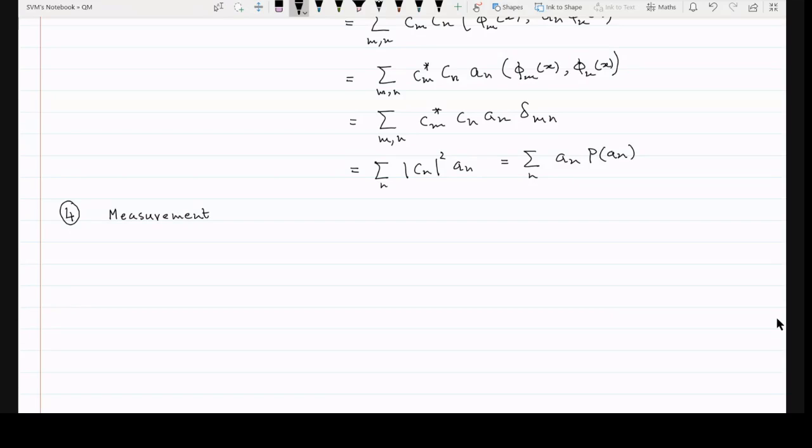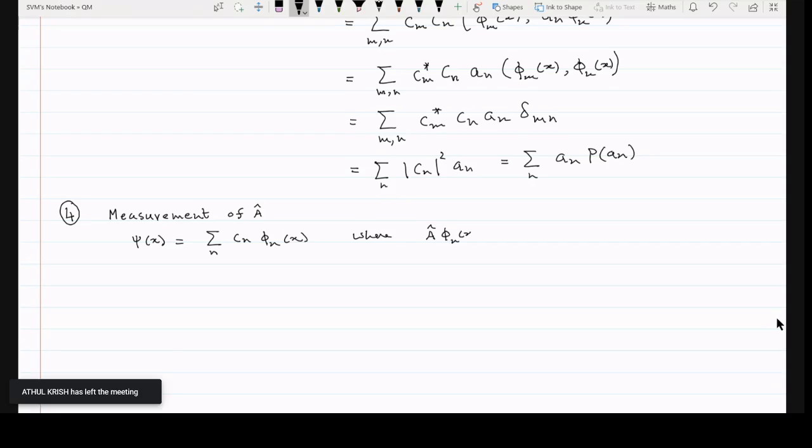So suppose I have a state psi of x, which is given by the sum over n of Cn times phi n of x. I'm going to measure A, where these phi n of x are eigenfunctions of the operator A with eigenvalue An, so A phi n equals An phi n.